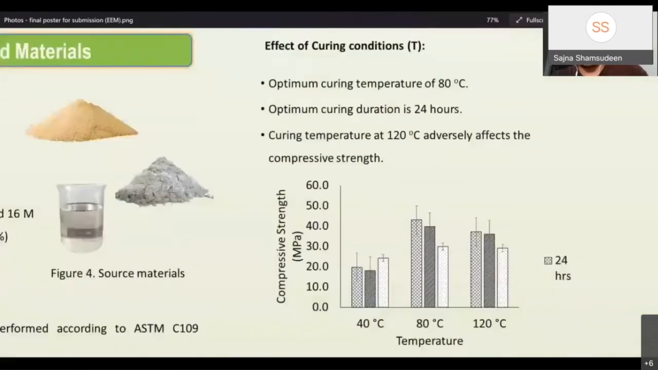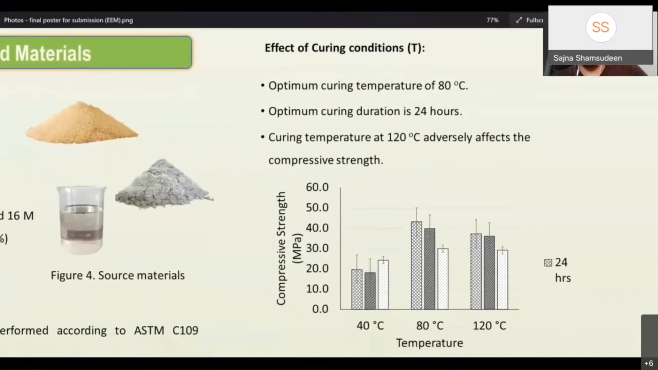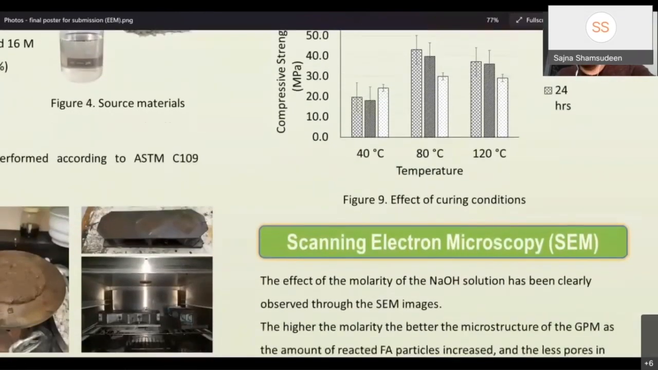And moving on to the effect of curing conditions, we studied 3 different temperatures for curing, and we noticed that if we have a lower curing temperature, the samples are not cured well and it does not produce high compressive strength. But we found the optimum curing temperature was 80, which exhibited the highest compressive strength among all. Once we increased the curing temperature to 120 degrees, it adversely affected the mechanical strength.